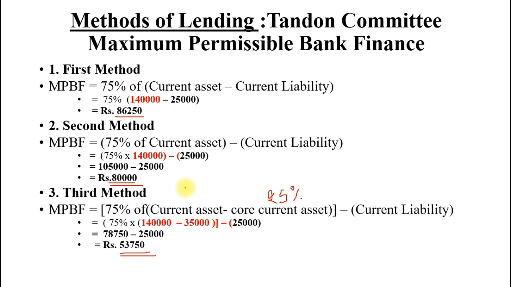Okay, so this is how you had to solve the sum based on working capital and thereafter find the maximum permissible bank finance. So we were able to cover 2 extra sums on this particular topic. I hope everyone has understood that.